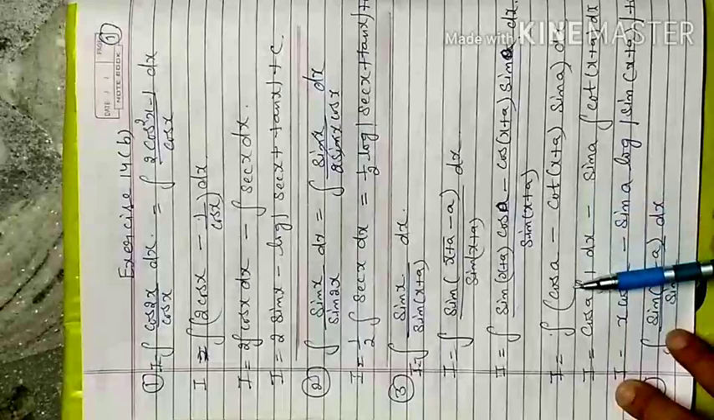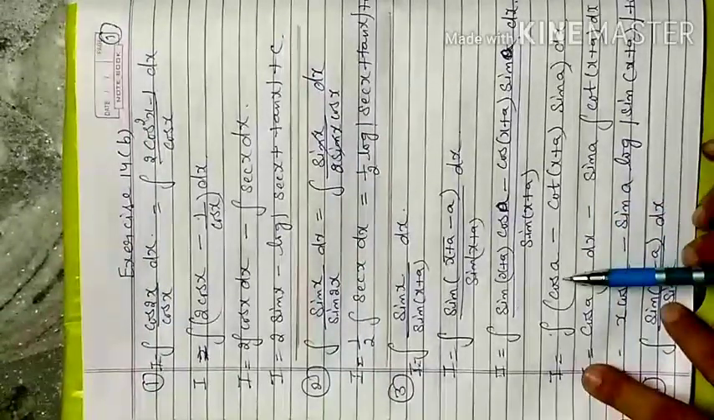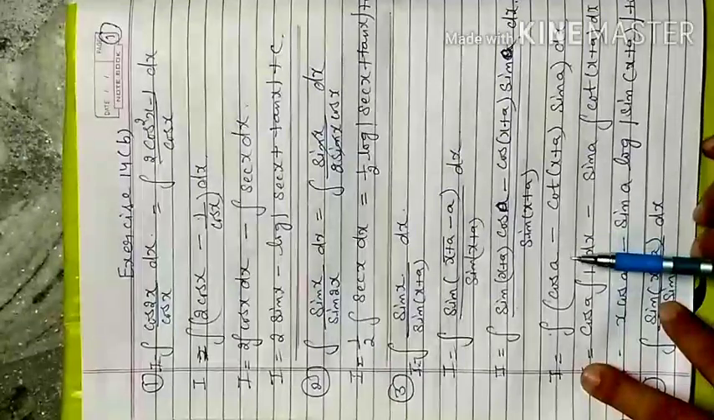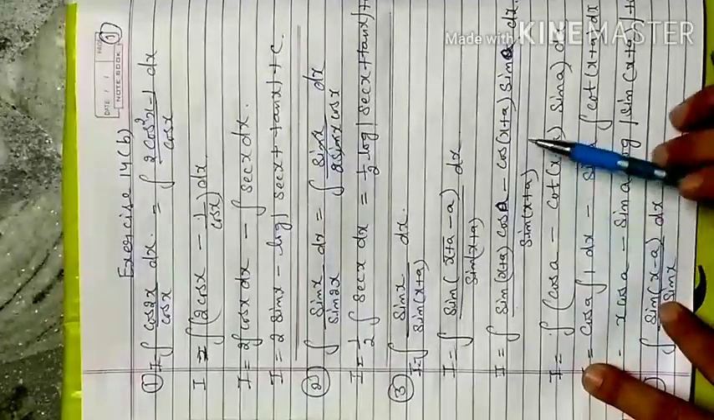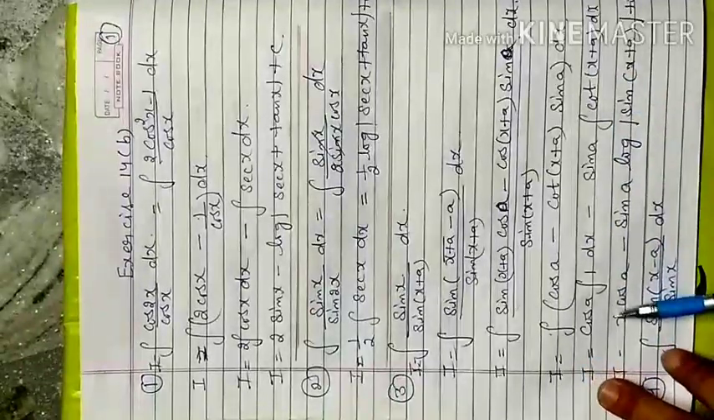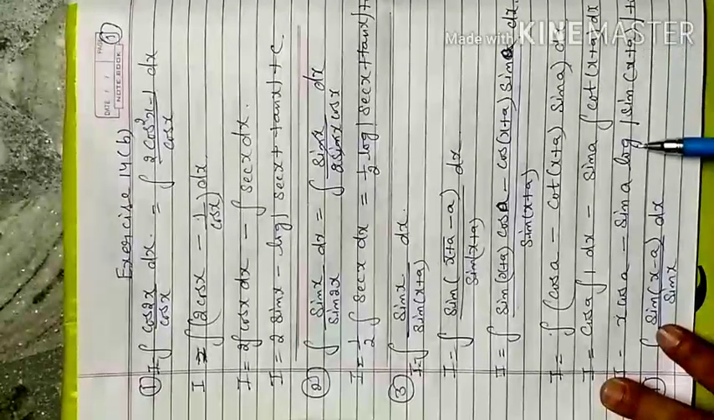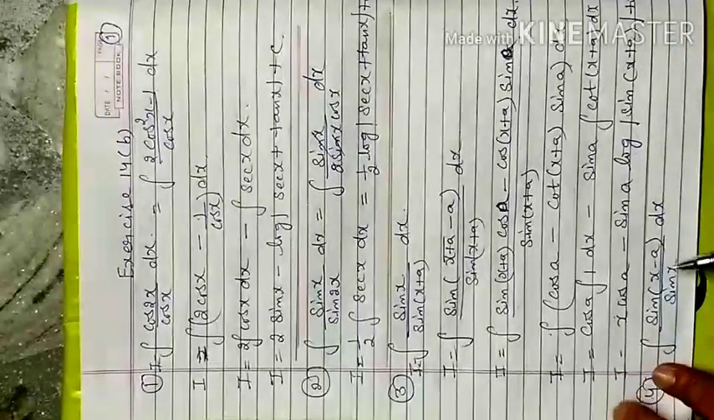So when you open this one, only what is left here? It is left cos a, because sin x plus a is cancelled. Here cot x plus a, sin a is constant. Constant term keep it outside. Integration of 1 is x, and integration of cot x plus a is log sin x plus a plus c.